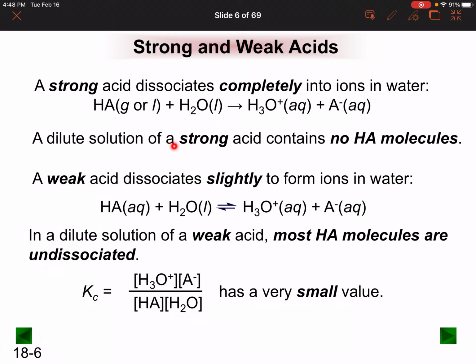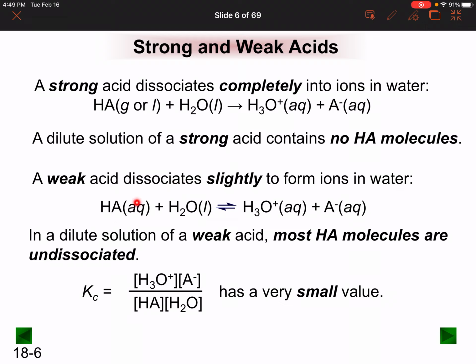Now a dilute solution of a strong acid, meaning you have acid, you add water, then it becomes diluted, contains no HA molecules. What does that mean? When you add water, you will not find this intact molecule of HA, because strong acid means it completely dissociates into its ions, hydronium ion and A minus. That's why strong acid contains no HA molecules.